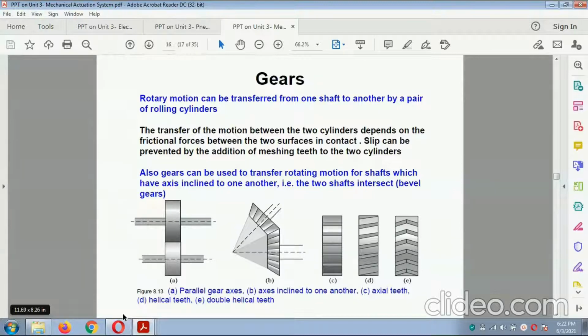another. So this is the diagram related to this: the first diagram shows parallel gear axes. Second is axes inclined to each other. Third is axial teeth. Fourth is helical teeth, and fifth is double helical teeth.